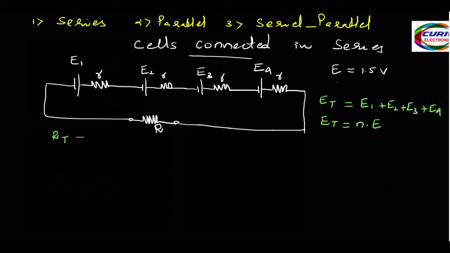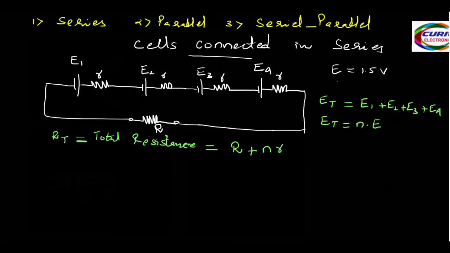RT, the total resistance of the circuit, equals the load resistance R. Now we have to take care of the internal resistance of the cells. All cells have the same internal resistance, because to make a battery we usually use the same cells. So we have 4 batteries, and I'll write it generally as N multiplied by R. This is the total internal resistance.